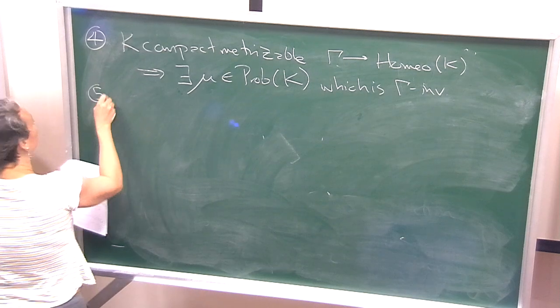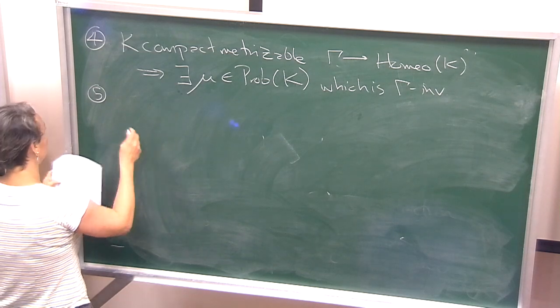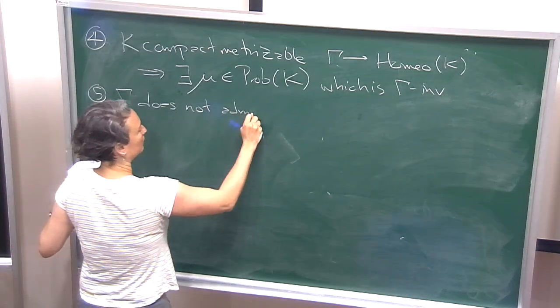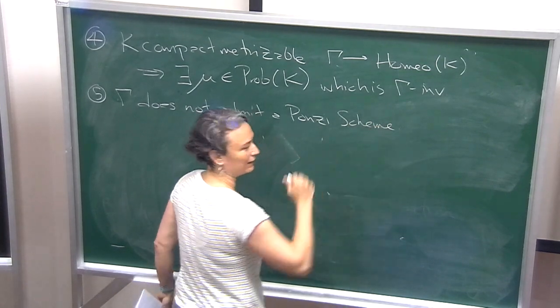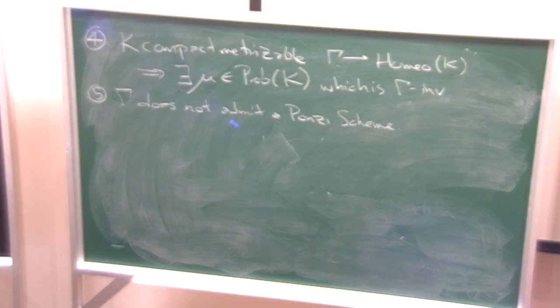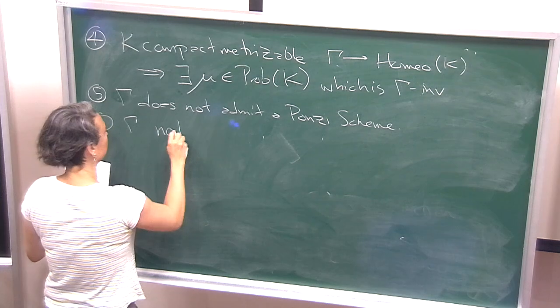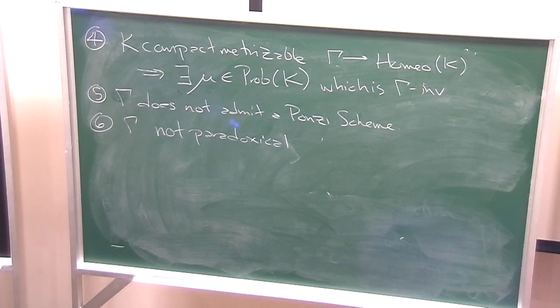Number 5, which is kind of a cool property, I think. Gamma is non-amenable if gamma does not admit a Ponzi scheme. Everybody know what a Ponzi scheme is? It's when you steal money from people. We'll talk about what that is; I'll give you a mathematical definition. And then 6: gamma is not paradoxical, i.e. it does not admit a paradoxical decomposition. Okay, so sub-definitions.